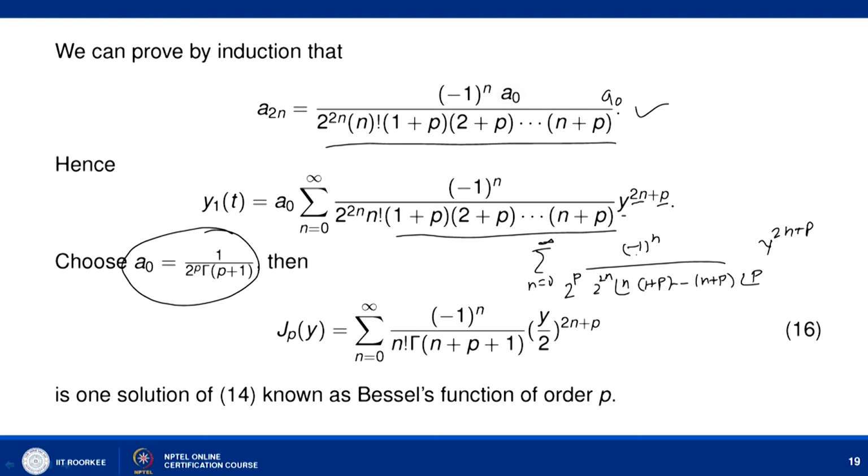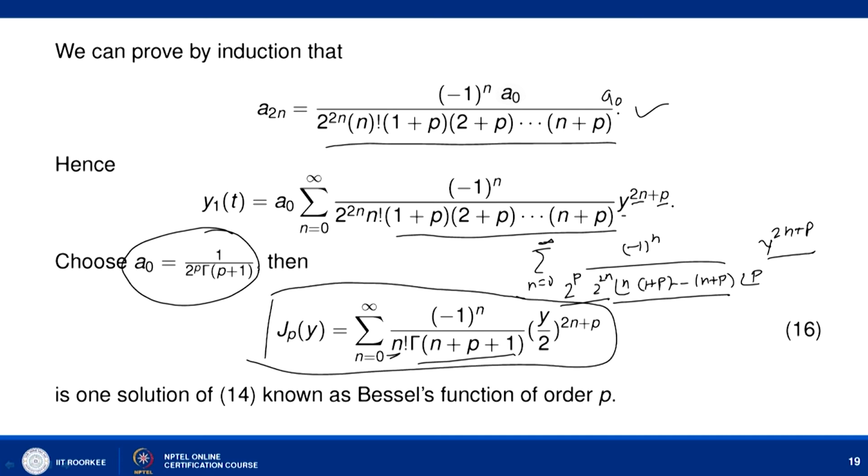So, we can simplify this as minus 1 to power n as it is, factorial n as it is, and this we can write as gamma n plus p plus 1 here, and here this y to power 2n plus p is here, and here also we have 2 to power 2n plus p. So, we can write (y/2) to the power 2n plus p, and using this special value of A naught, this will represent a series expansion, which we call J_p(y), and this is known as Bessel's function of order p of first kind.